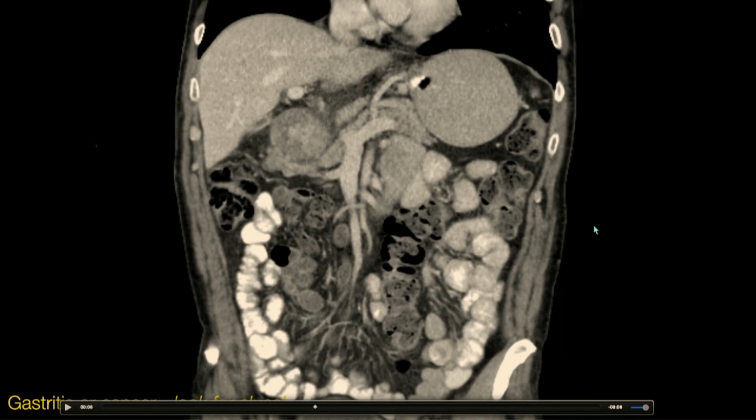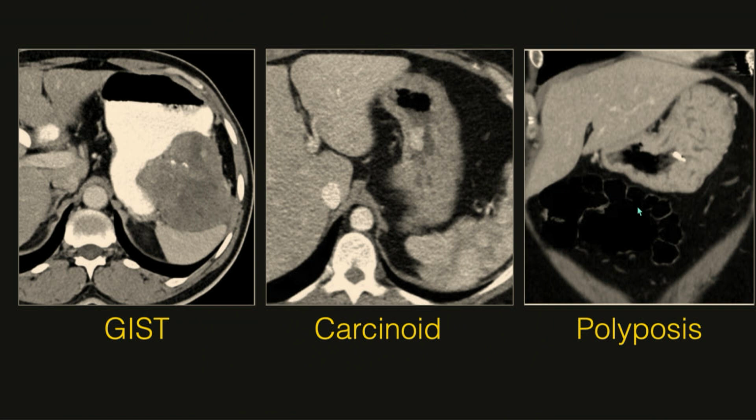So, and this turned out to be an adenocarcinoma. A couple other tumor types that we should just touch on to clean up. Gastrointestinal stromal tumor: submucosal mass, various sizes, can have some calcifications within it, can have a pretty big exophytic component as well. Carcinoid tumor of the stomach, this is a rare one, but we do encounter it from time to time.